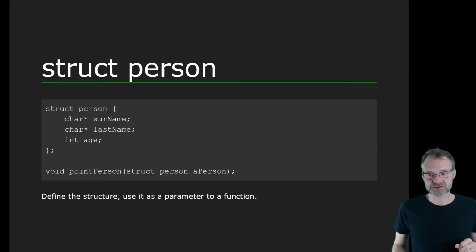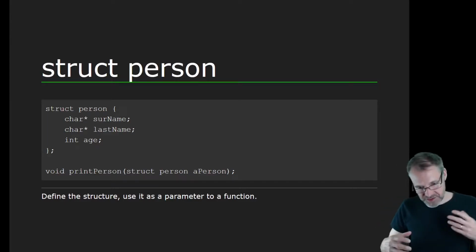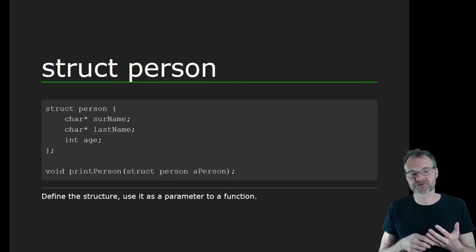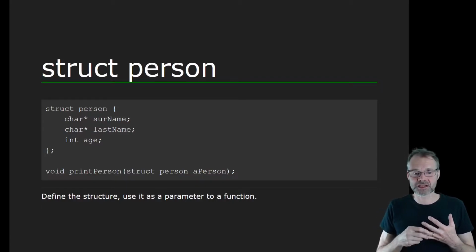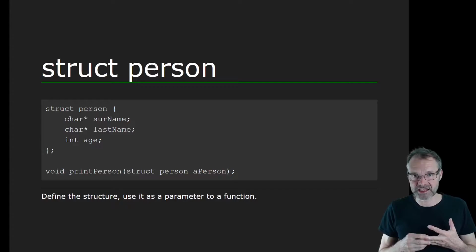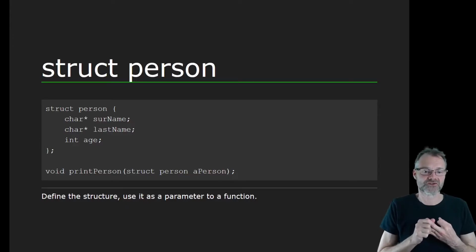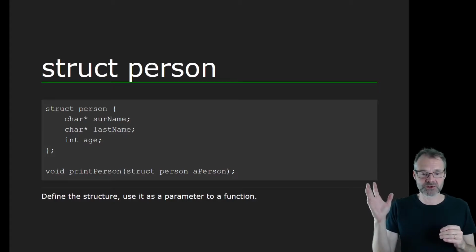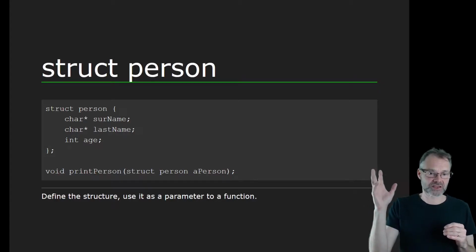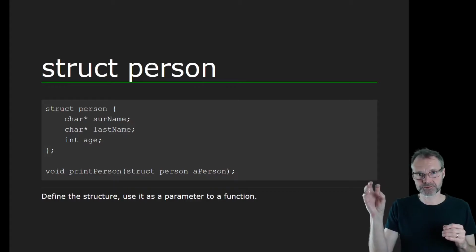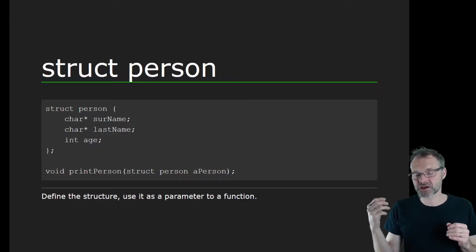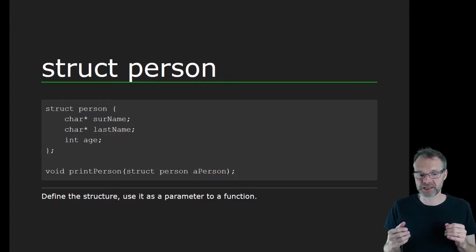I'm going to start with the struct person here. If we consider a person, the person has a surname, a last name, and an age. So we have three properties, variables we need to represent the person. And then we want to be able to print the person. So we create a struct person with these three variables in it, and we create a function that takes a struct person as a parameter.